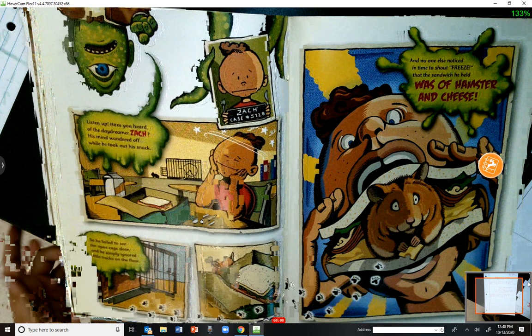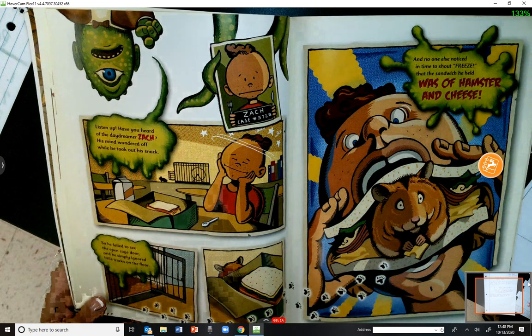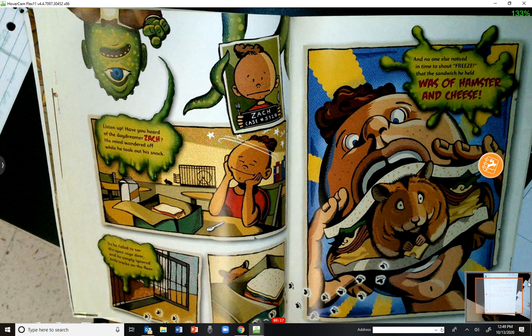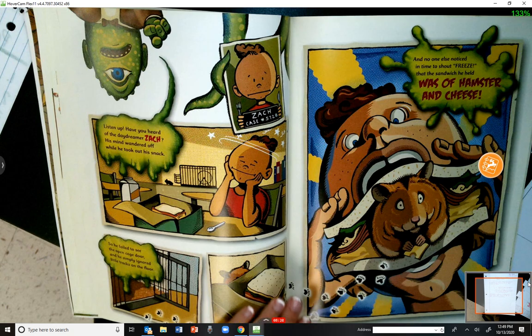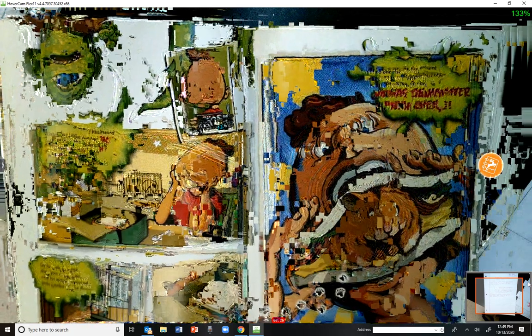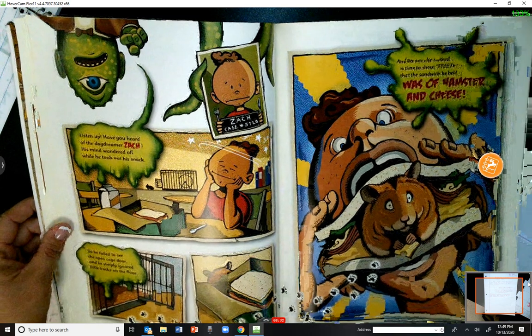Listen up. Have you heard of the daydreamer Zach? His mind wandered off while he took out his snack. So he failed to see the open cage door, and he simply ignored little tracks on the floor. And no one else noticed, in time to shout freeze, that the sandwich he held was of hamster and cheese.